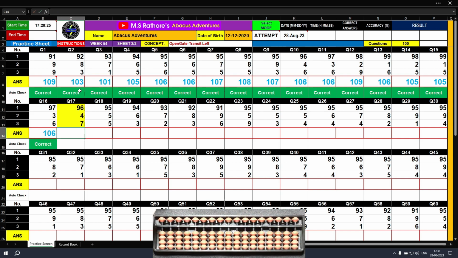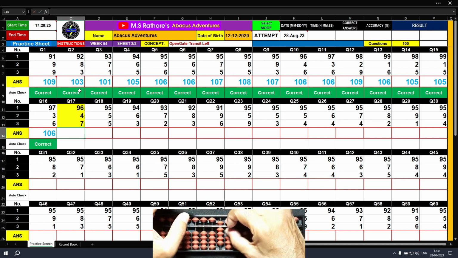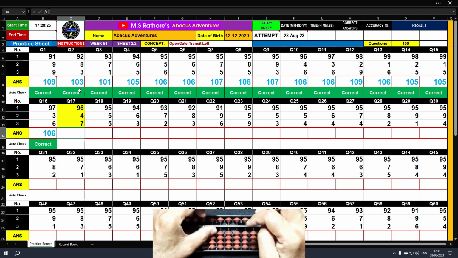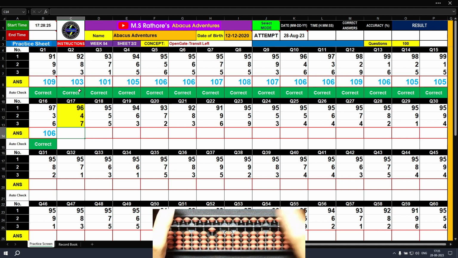Question number 17. Plus 90, plus 6, it's 96. Plus 4 equals minus 6, open the gate, plus 10, it's 100. Plus 7, directly the answer is 107.